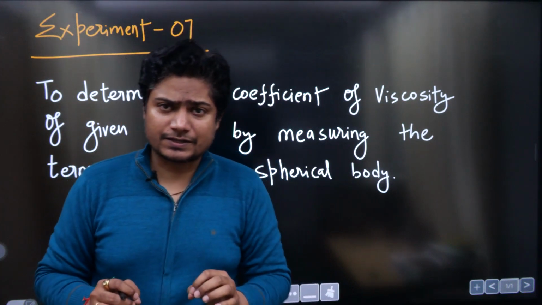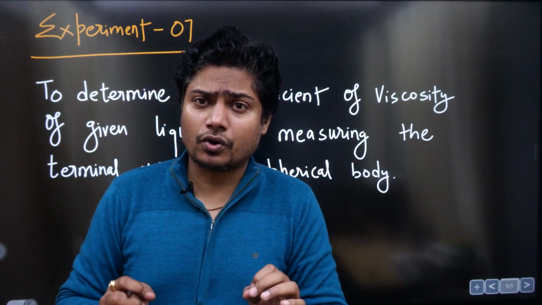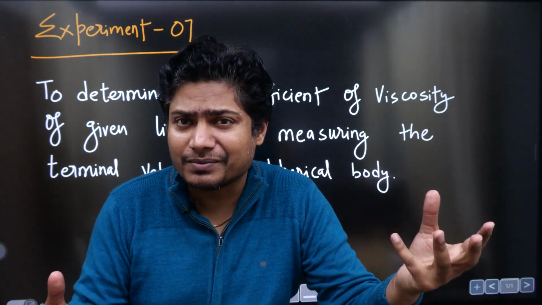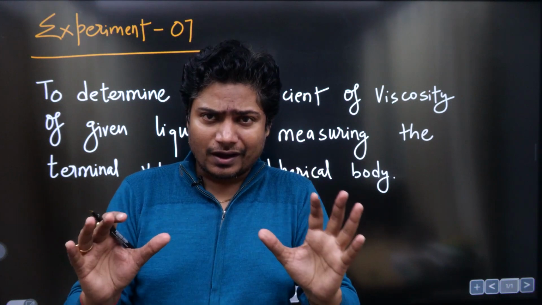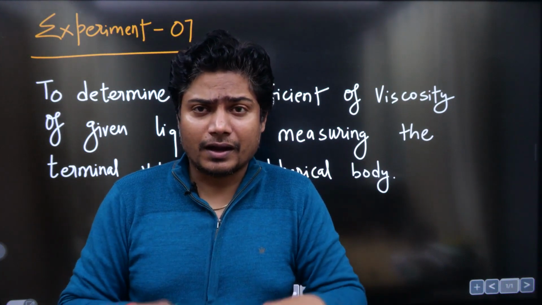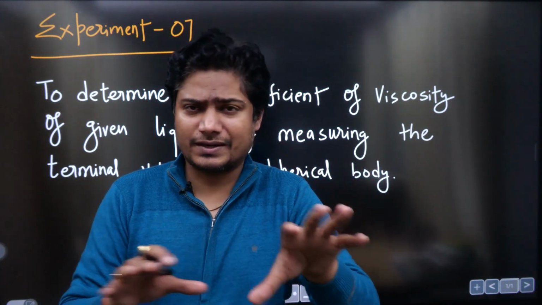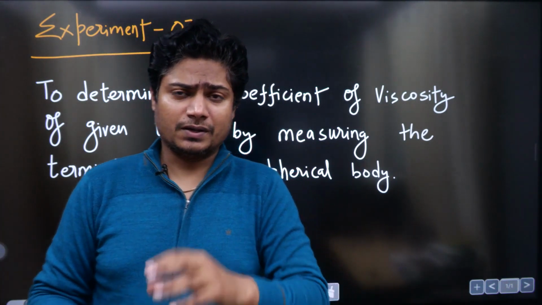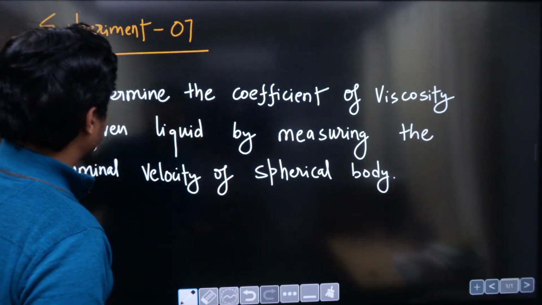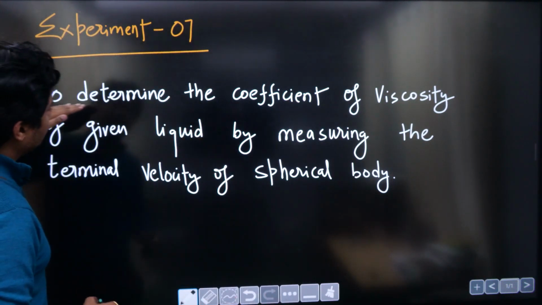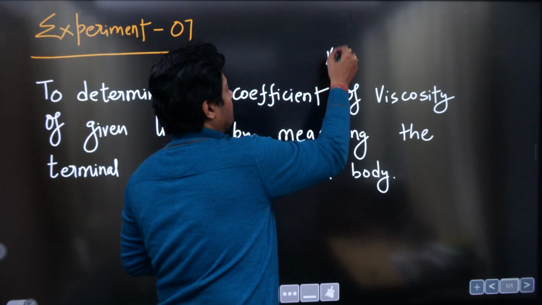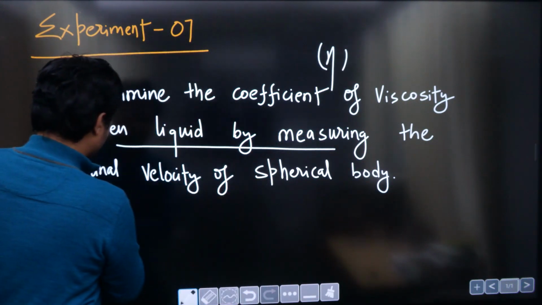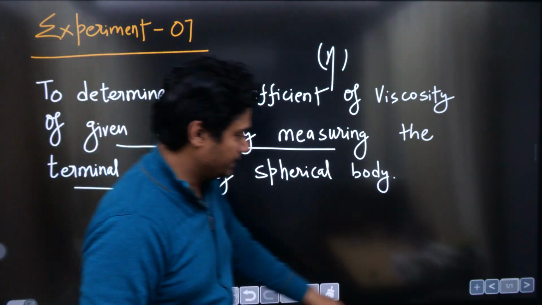One extra thing here is that you also have to draw the graph. So the graph will be between which variables, what we need to determine from the graph, and how that helps us find the viscosity, that is the point of discussion here, although the concept is very simple. So let's discuss experiment number 7, where we have to determine the coefficient of viscosity neta of a liquid by measuring the terminal speed of a spherical body.